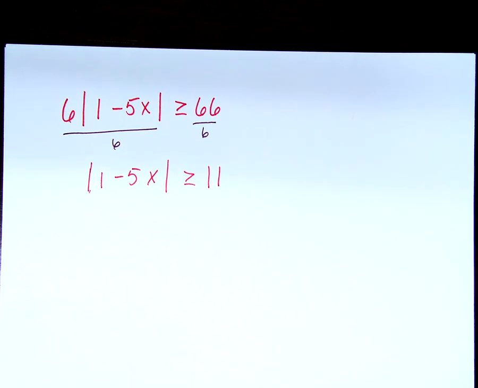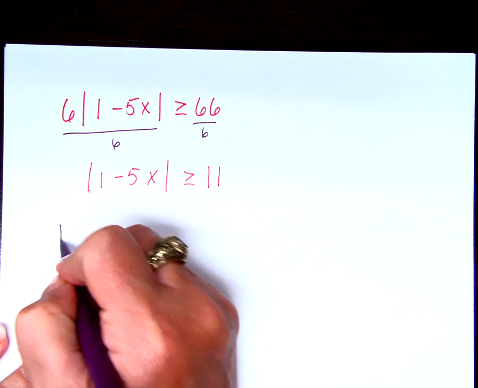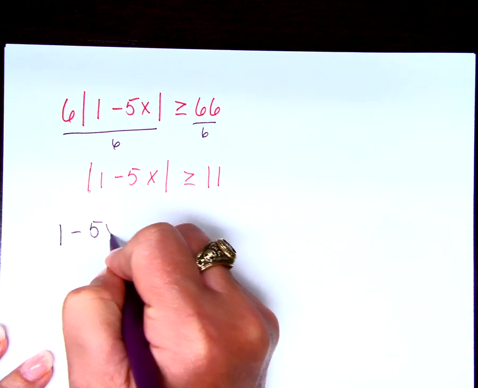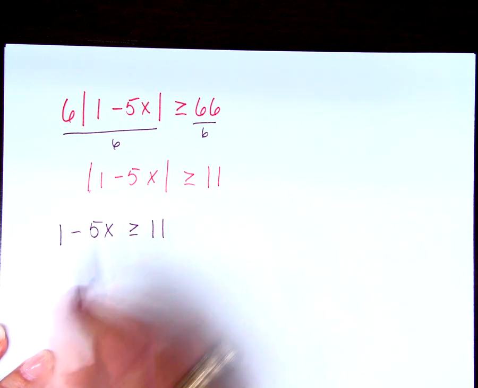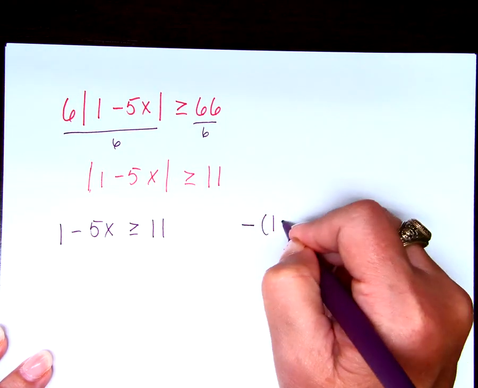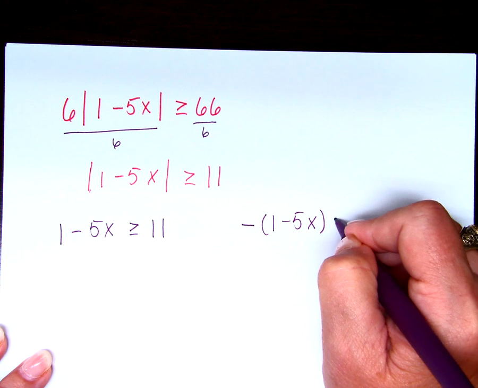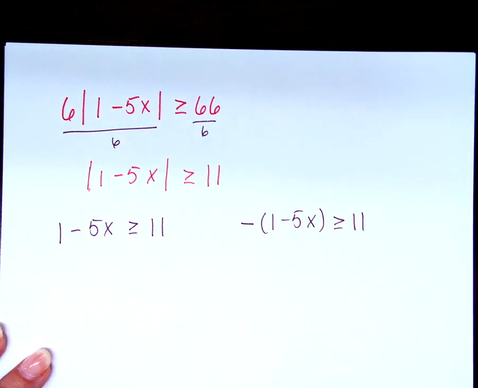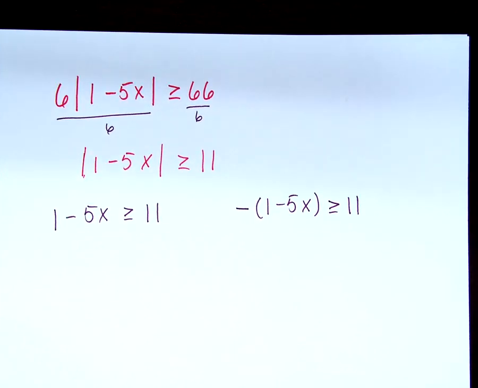Is the absolute value isolated? Yeah, so what's the next step? 2 equations. What's my first equation? 1 minus 5x is greater than or equal to 11. And what's my second equation? Good. Excellent. Now that I've written 2 equations, what do I do with them? Solve them, right? How am I going to solve the first equation?